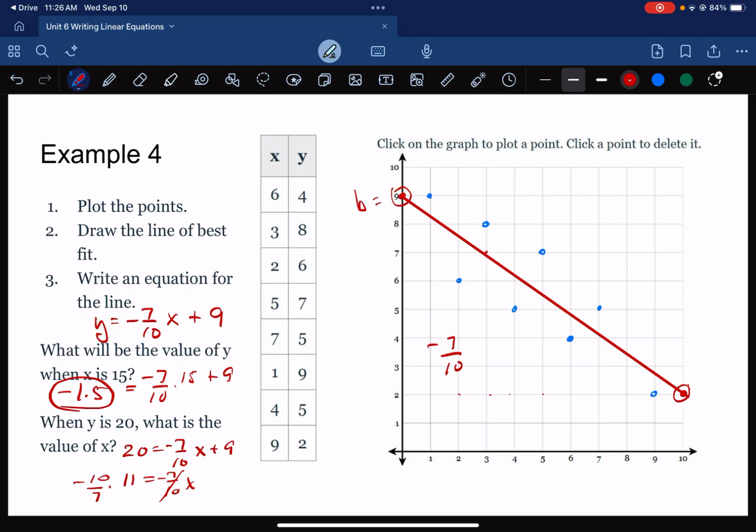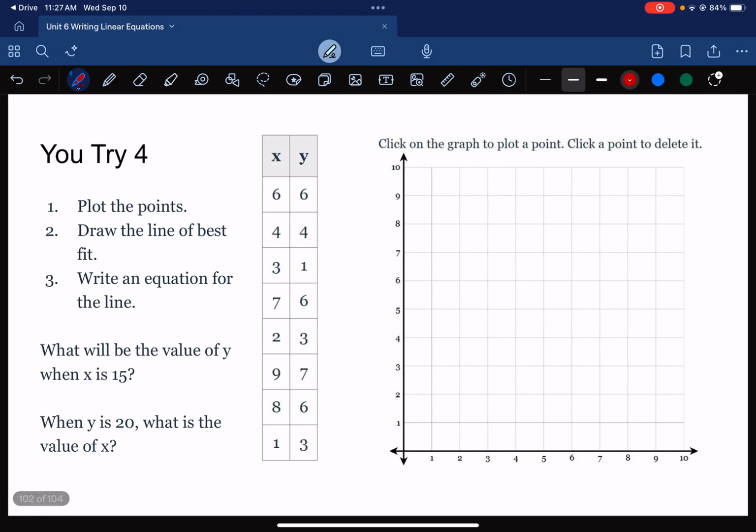So -10 times 11 divided by 7 is -15.7. So, these don't work out nice and neat, and they're kind of nasty at times. Okay? So when y is 20 on my graph, x is like back here in the negatives, right? So interesting there, right? Okay, that's finding some values, predicting some values. We're going to put context to these here pretty quick. You guys try this one, see what you get.